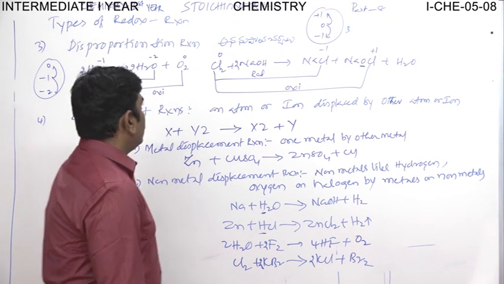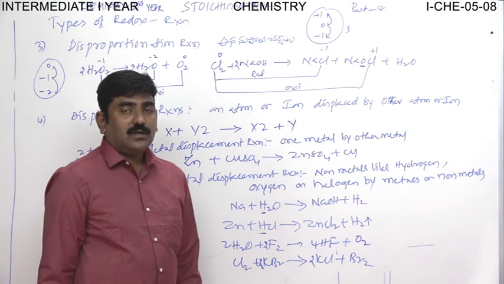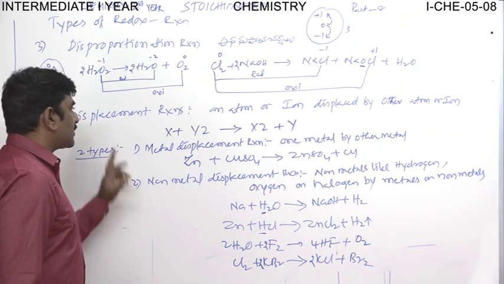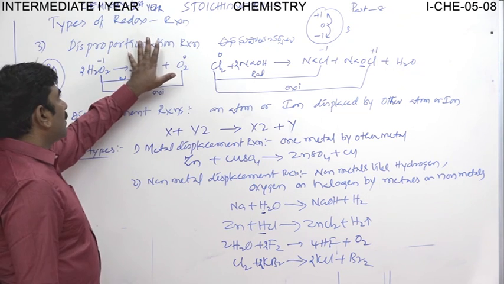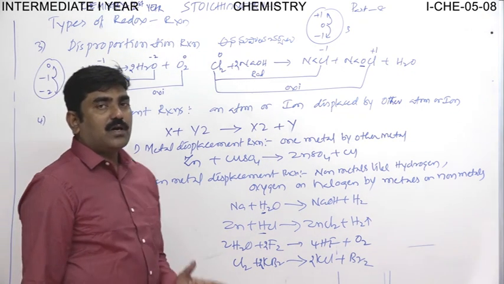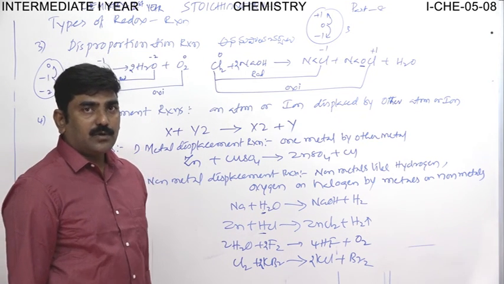So redox reactions are classified into how many types? 4 types: combination reactions, decomposition reactions, disproportionation reactions, displacement reactions. Out of these four, the important one is the disproportionation reaction, where the same element undergoes oxidation and reduction.